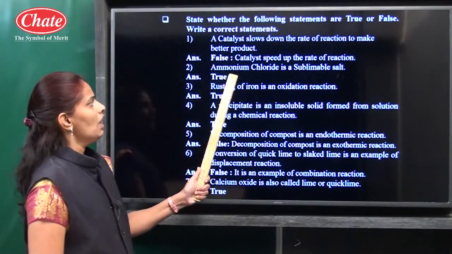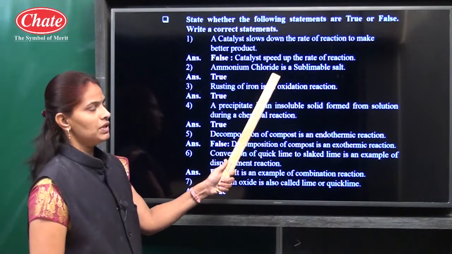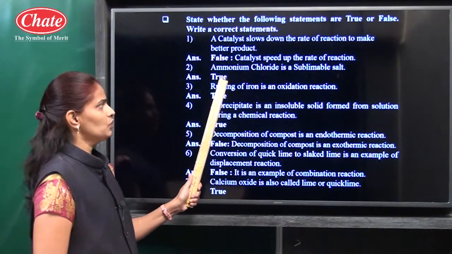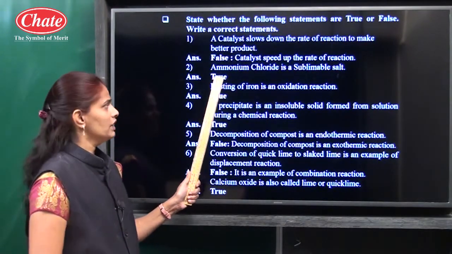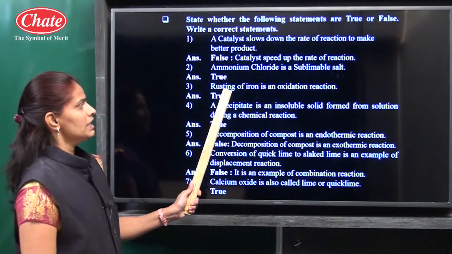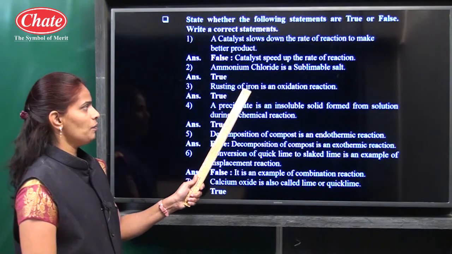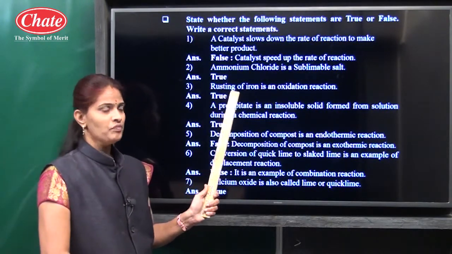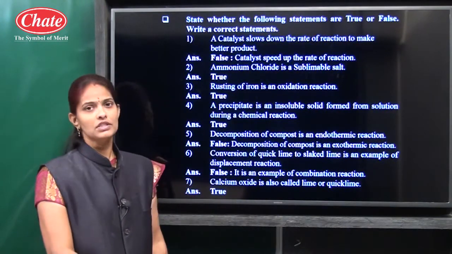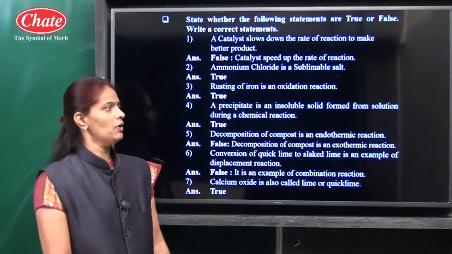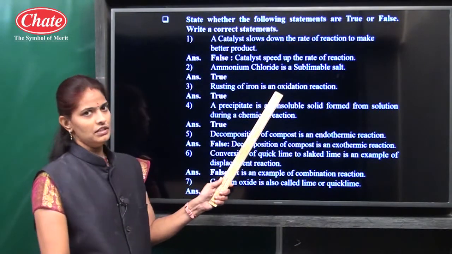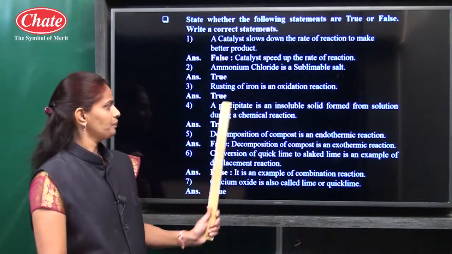Then the second: ammonium chloride is a sublimate salt. True, it is a sublimated substance, so it is a true sentence. Rusting of iron is an oxidation reaction. Rusting of iron means, we know, iron reacts with oxygen and ferrous oxide is formed. That is why it is an oxidation reaction, so it is true.